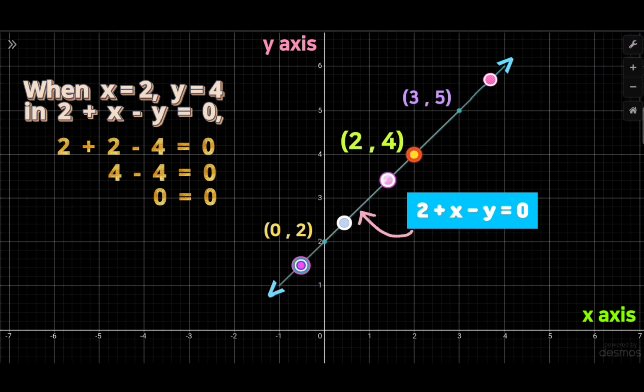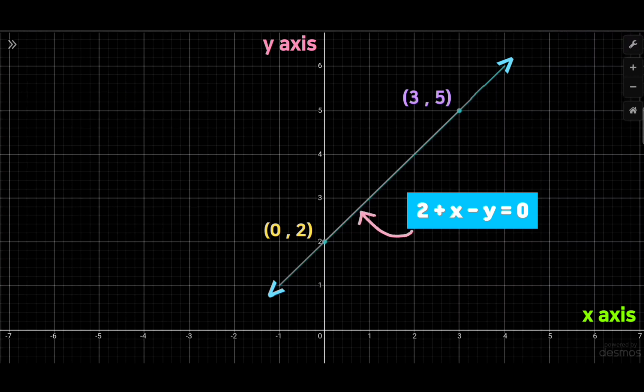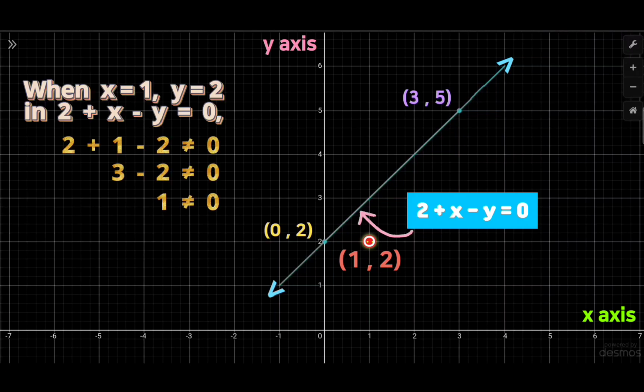And is there anything else you can deduce from this concept? Absolutely, if you pick a point which does not lie on the line, it will not be a solution to this equation. Take any random point which does not lie on this line. Say this point 1, 2, it will not be one of the solutions of this equation as it does not lie on the line. And we can also verify it mathematically. 2 plus 1 is 3 and then 3 minus 2 is 1, not 0.